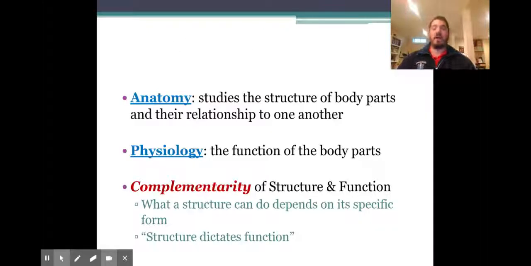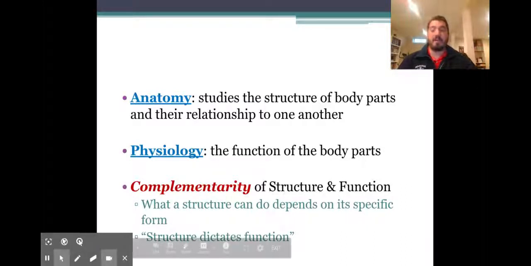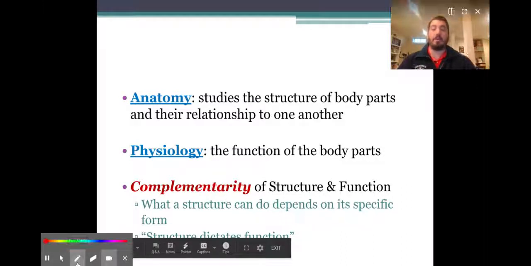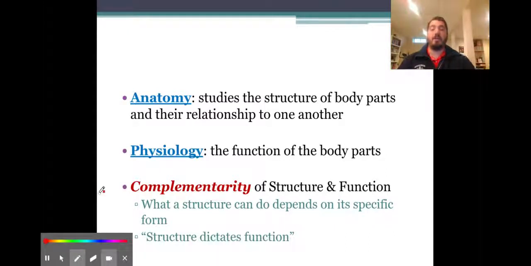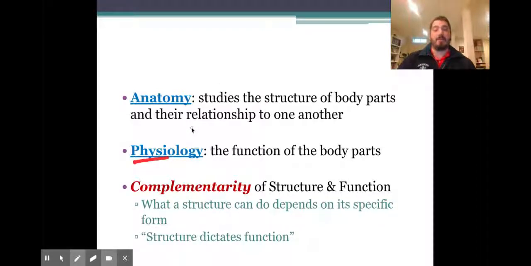Okay, so anatomy is the study of the structure of body parts and their relation to one another. So the actual structure of a body part, what makes them up, and we can talk about really, really small levels, really, really big levels. And the physiology aspect is the function of the body parts.